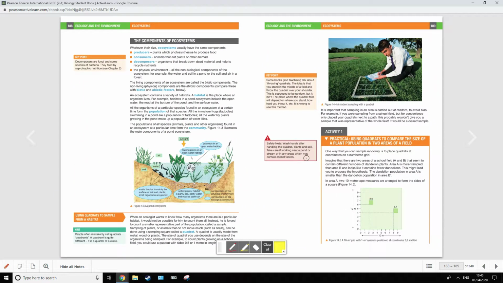Components of ecosystems. So, whatever their size, ecosystems usually have the same components: producers, consumers, decomposers. Producers are the plants which photosynthesize to produce food. Consumers are the animals that eat the plants and other animals. Decomposers are organisms that break down that material and help recycle nutrients.